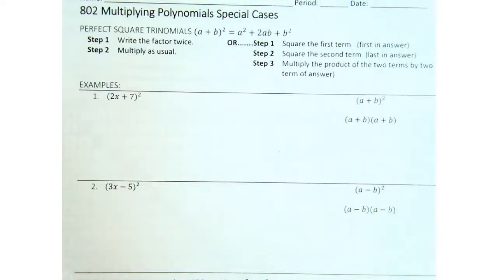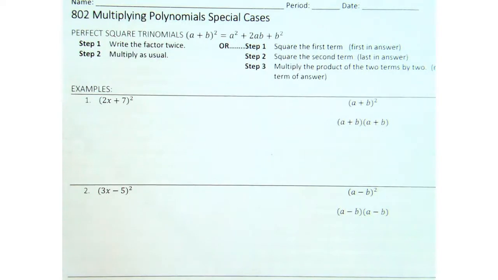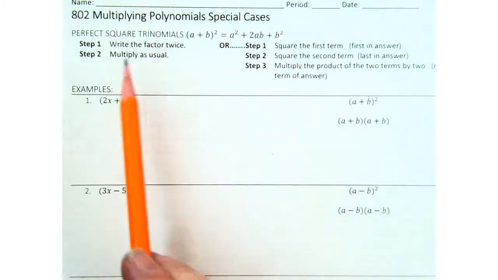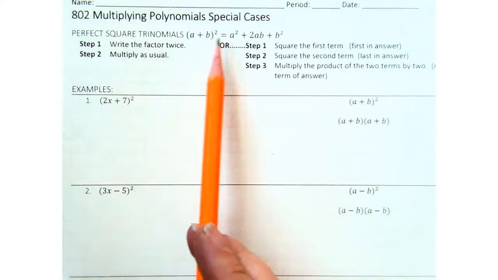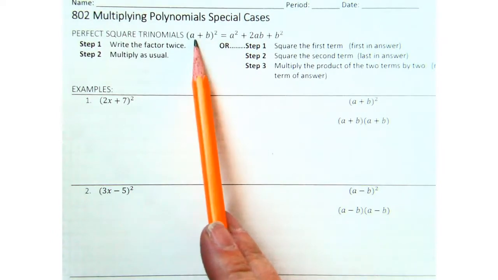Multiplying polynomials special cases. You already know how to multiply polynomials. If you can recognize these special cases, you will be able to use these shortcuts. The first special case is called a perfect square trinomial. You can multiply it as usual, or you can use the shortcut.